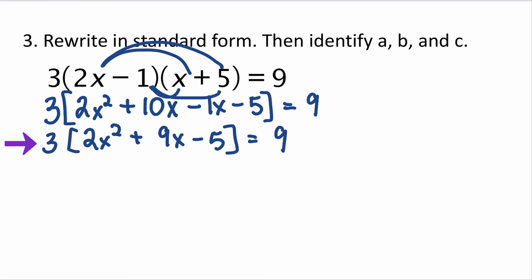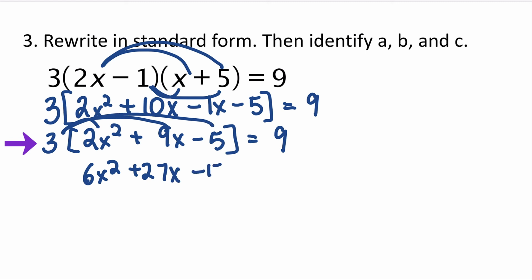Now let's distribute this 3. So 3 times 2x squared will give us 6x squared. 3 times 9x will give us positive 27x. And 3 times negative 5 will give us negative 15. And that's all equal to 9.